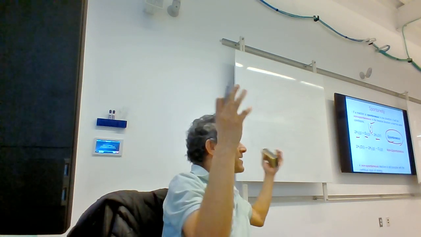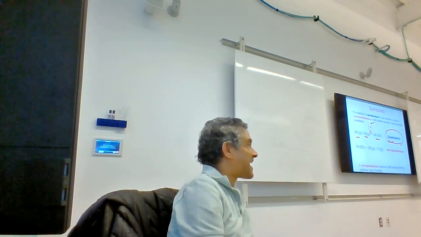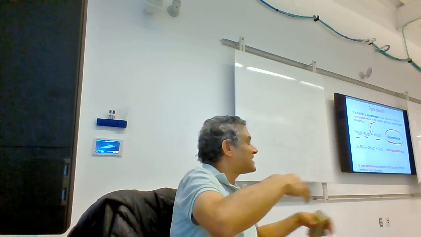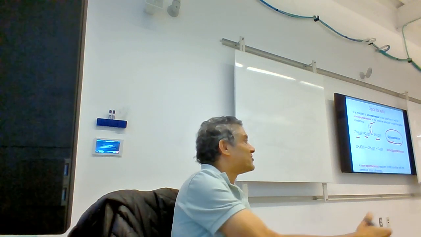So passing a class is a non-spontaneous process. It cannot happen by itself. But failing a class is a spontaneous process. If you don't want to come to the class, you don't take the exam, whatever you want to do, it happens. But to pass, you need to put in effort. You need to come here, sit in the class, and do a lot of work, and only then you pass. So that's a non-spontaneous process.